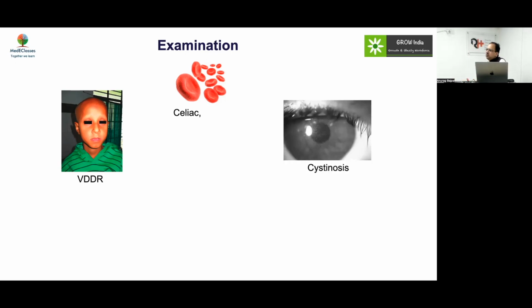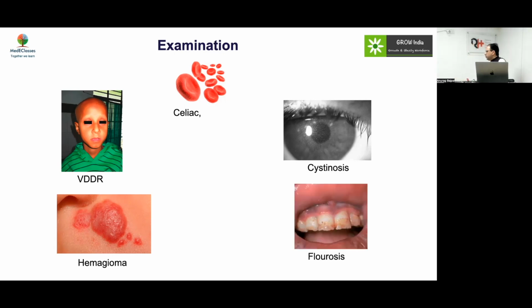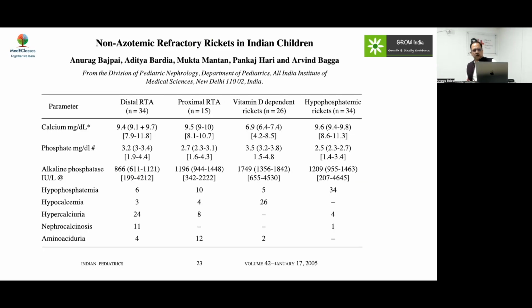Look in the eyes for crystals, and this could be an indicator of cystinosis. Hemangiomas are important because they may secrete FGF23, and if you remove those tumors, your rickets will improve. That will be an important thing. And of course, if there is mottling of teeth, think of fluorosis as a possibility.